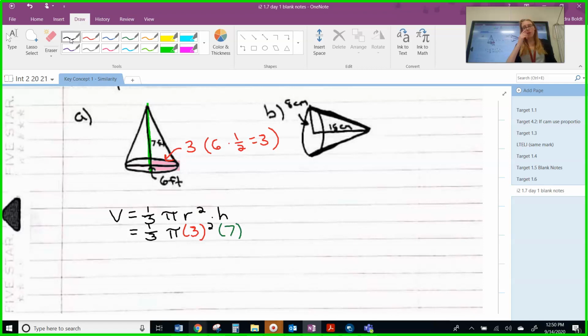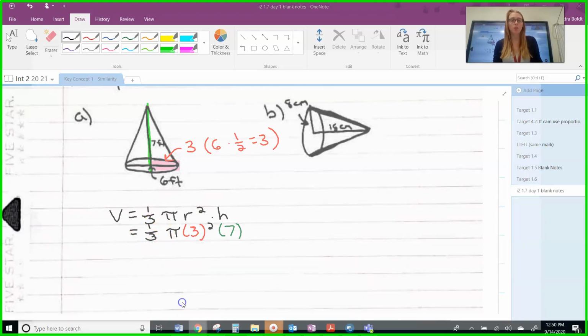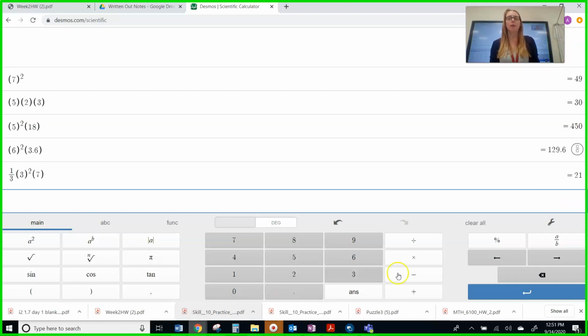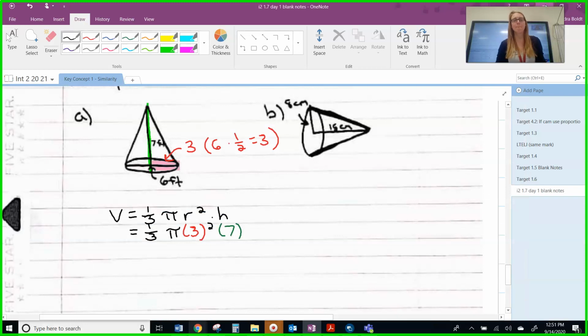So here, again, the only thing I don't type into my calculator is this pi. I'm going to type everything else, including that 1/3. So I do 1 divided by 3. Make sure you come out from underneath the fraction. And then we have 3 squared and 7. Okay. Again, make sure this looks exactly like the expression you have on your paper, other than the pi. Okay, and we get 21. That's 21 pi feet cubed.